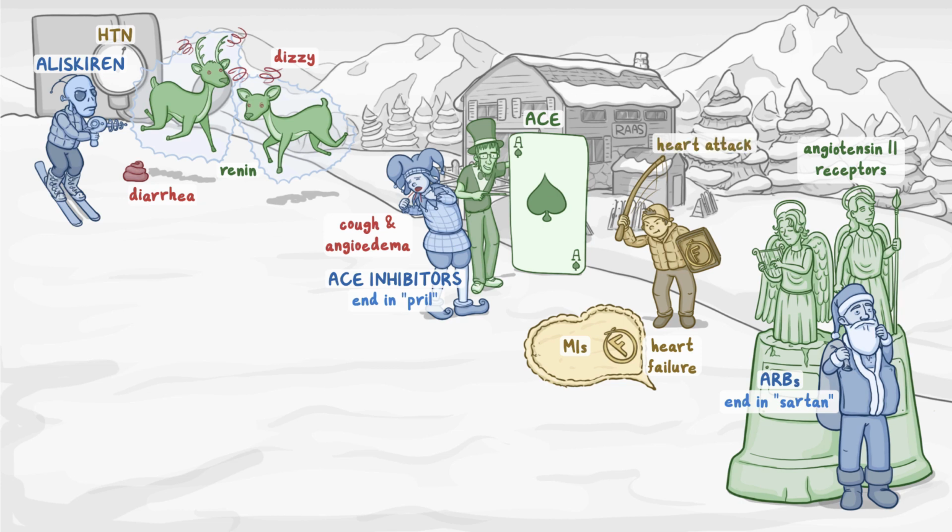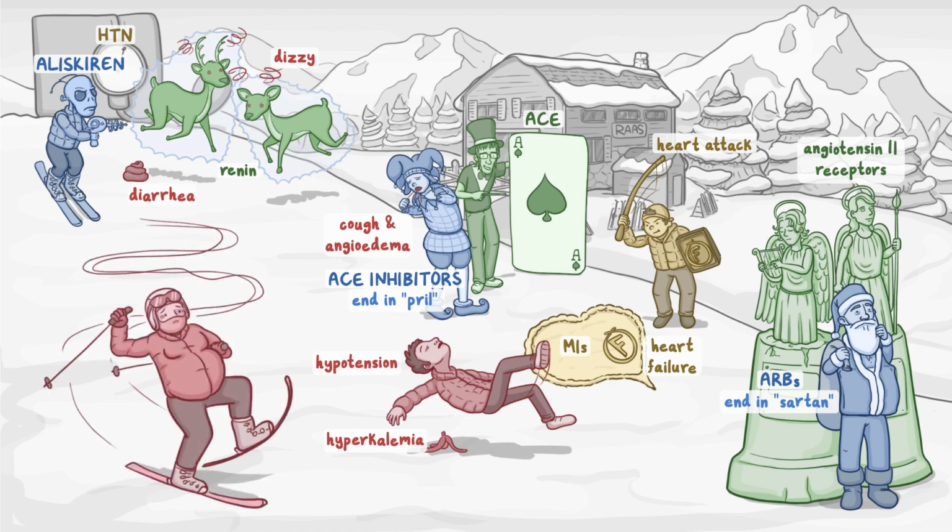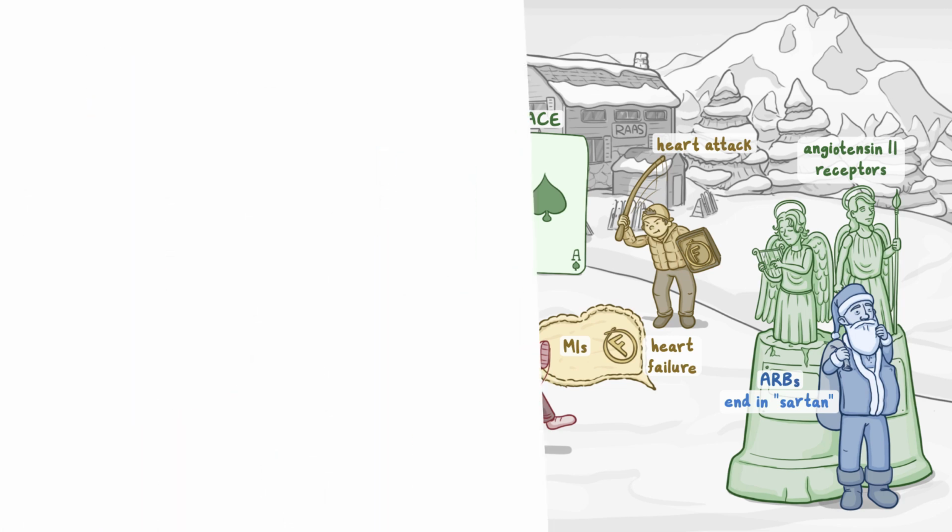ACE inhibitors and ARBs also share some of the same side effects. So let's have the kid's bigger brother slipping on a banana, representing hyperkalemia, and he fainted, which represents hypotension. Finally, skiing all the way down from the top of the slope, we have a pregnant lady who's out of control. She regrets coming to the slopes, and this will help you to remember that all 3 classes of drugs are contraindicated during pregnancy.